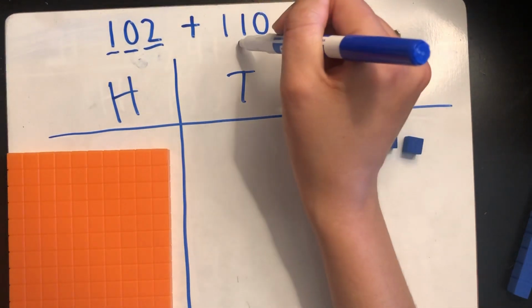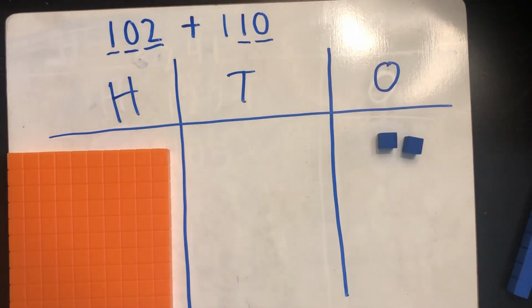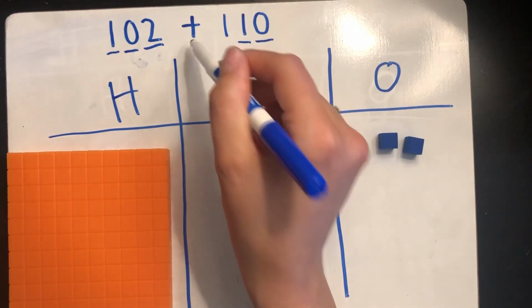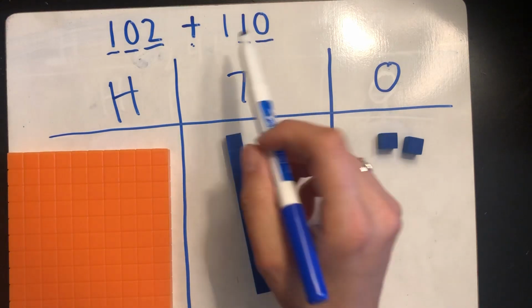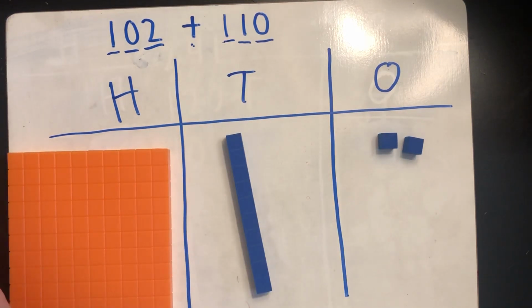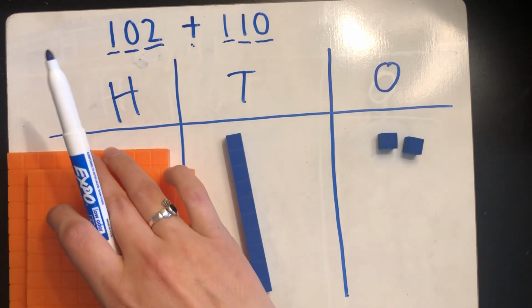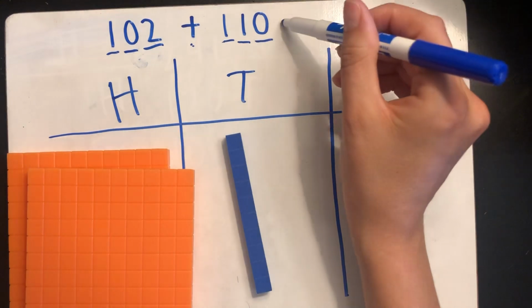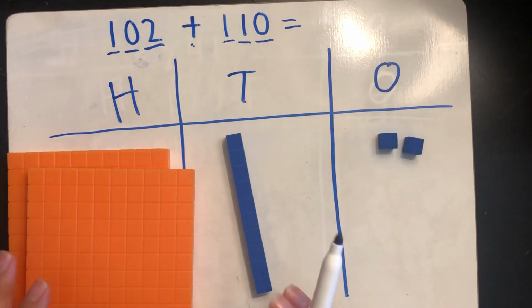The number 110 has 1 ten. So I need to add 1 ten because that's what we're doing. We're adding. Now the number 110 also has 100. So I'm going to add another hundreds flat. Okay, now let's count up how many of these things we have all together, okay?